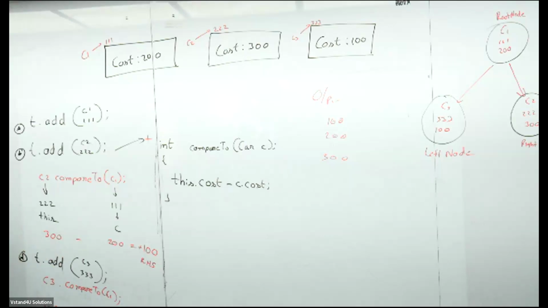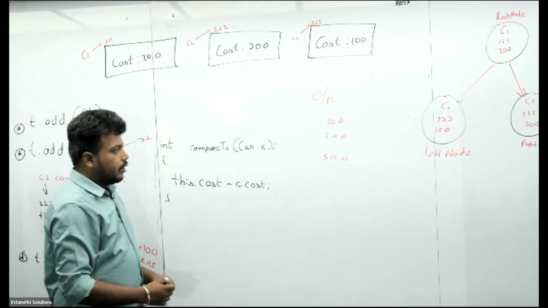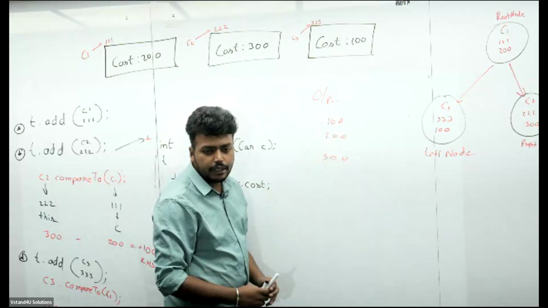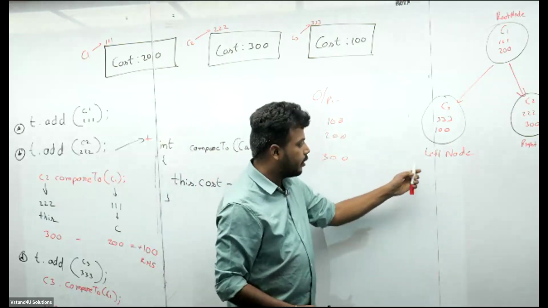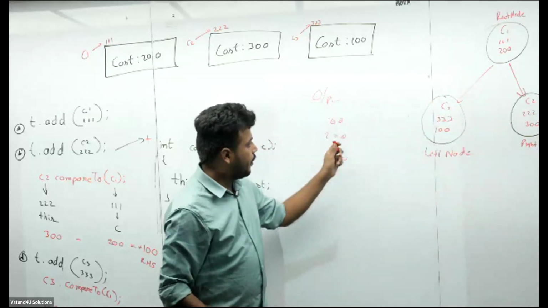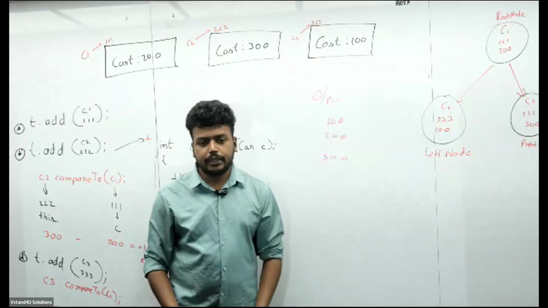Again, I'm adding C3. C3 is the current object, and the existing object is 200. The current object is 100. 100 minus 200 is minus 100. That will be the left-hand side. See, the final output I am getting is in sorting order: 100, 200, 300. It is following the traversing order. What is the traversing order? Left node, parent node, and right node. I am getting the output.